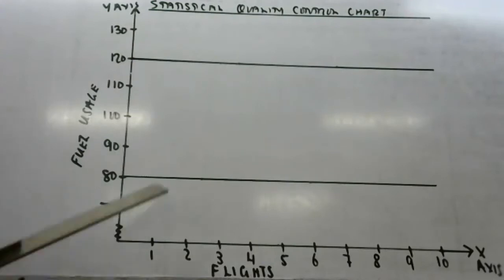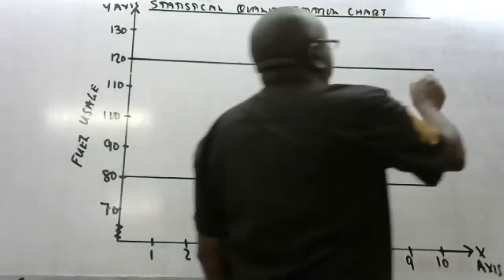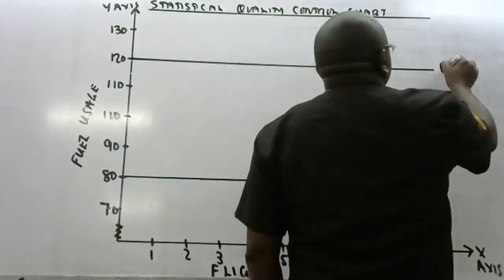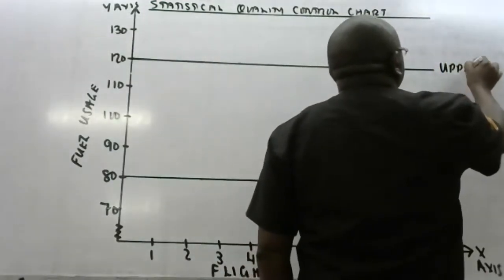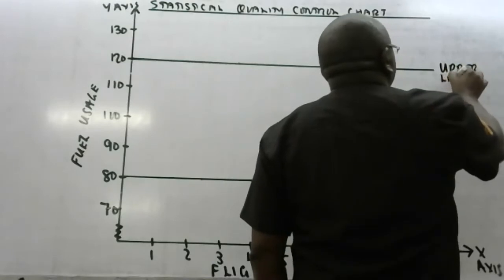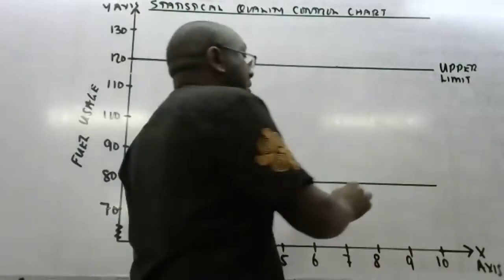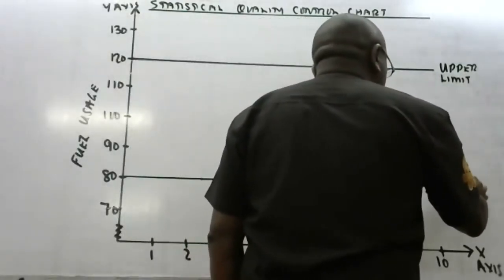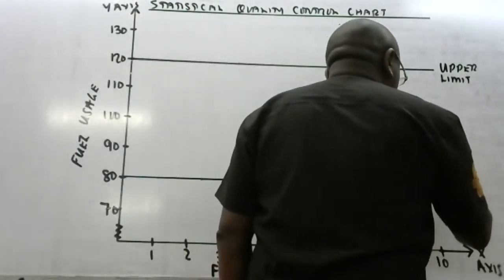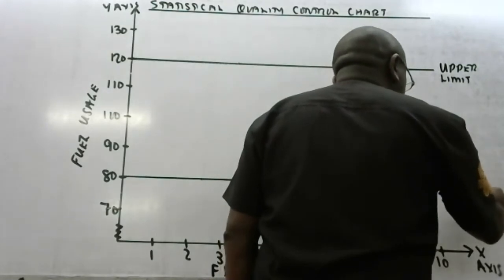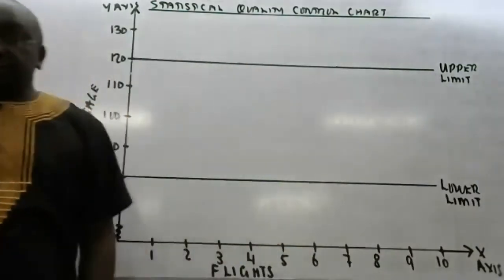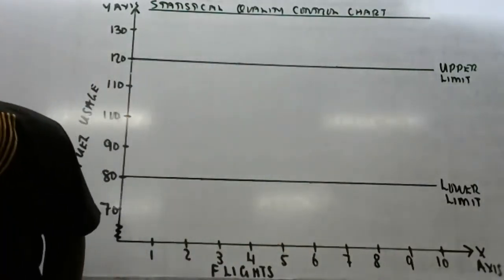So those lines are coming from the rule that we have just developed up there, the 80 and the 120. Yeah? So this 80, this 120 is the upper limit. And this one is the lower limit.